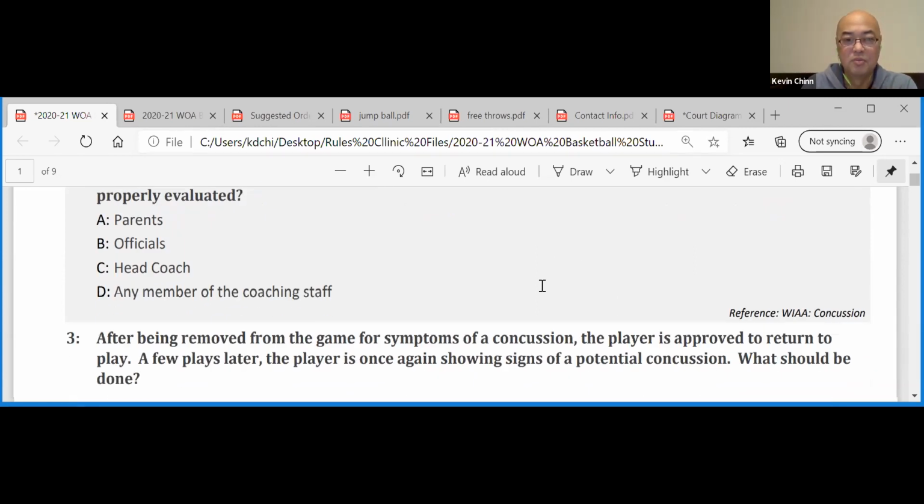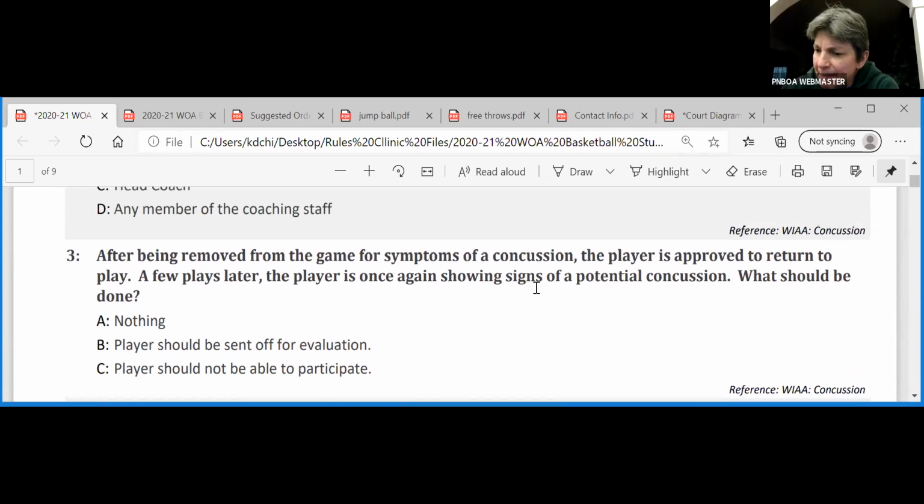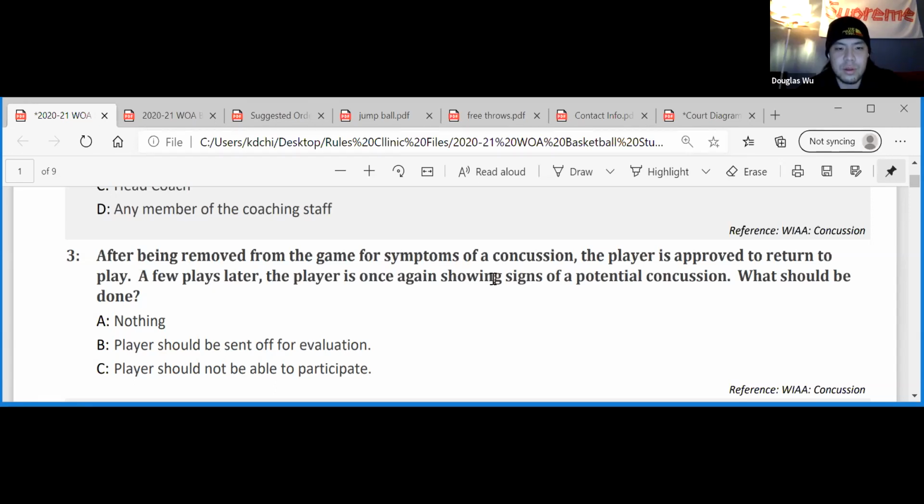Okay. Number 3. Okay, Sammy, you're up. After being removed from the game for symptoms of a concussion, the player is approved to return to play. A few plays later, the player is once again showing signs of a potential concussion. What should be done? I said C, but I'm not certain. Anybody else? I'd say B. Reevaluation. Yeah, I say B. Any other questions, comments? Yeah, the answer is B. The player should be sent off for evaluation.